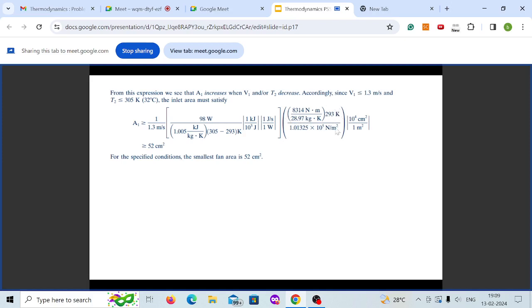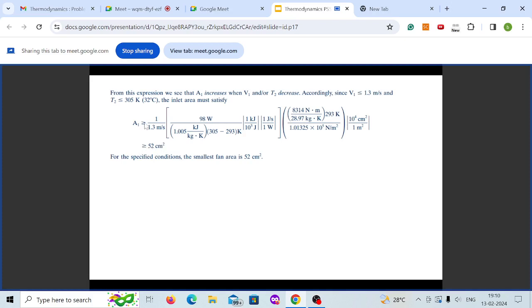So substituting this, you can find out the specific volume, and we are converting this to centimeter square. The calculation is made in meter square, so multiply by 10 power 4 to convert it into centimeter square. So this will come out to be: area should be greater than or equal to 52 centimeter square.